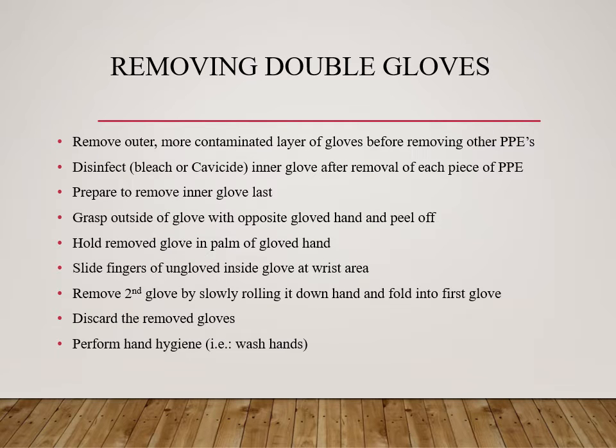Removing double gloves. Remove outer, more contaminated layer of gloves before removing other PPE. Disinfect inner glove after removal of each piece of PPE. Prepare to remove inner glove last. Grasp outside of glove with opposite gloved hand and peel off. Hold removed glove in palm of gloved hand. Slide fingers of ungloved hand inside glove at wrist area. Remove second glove by slowly rolling it down the hand and fold it into the first glove. Discard the removed gloves. Wash your hands.